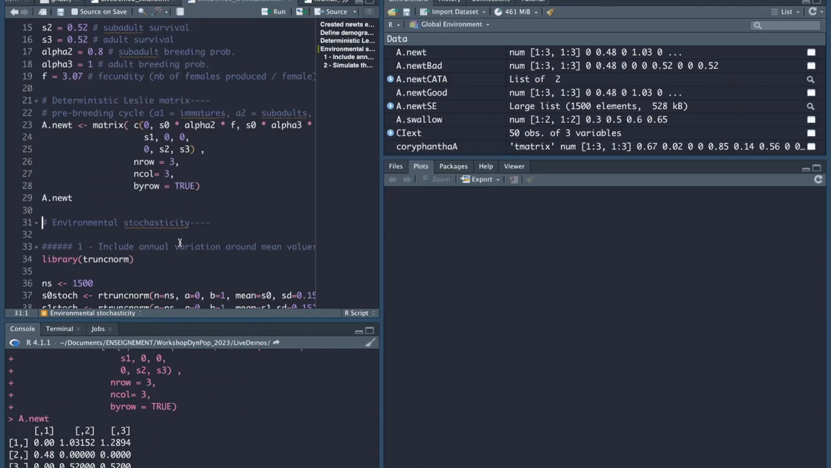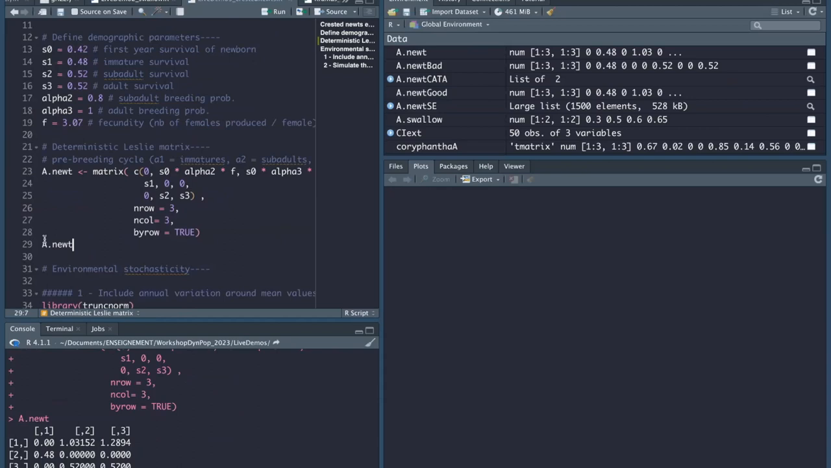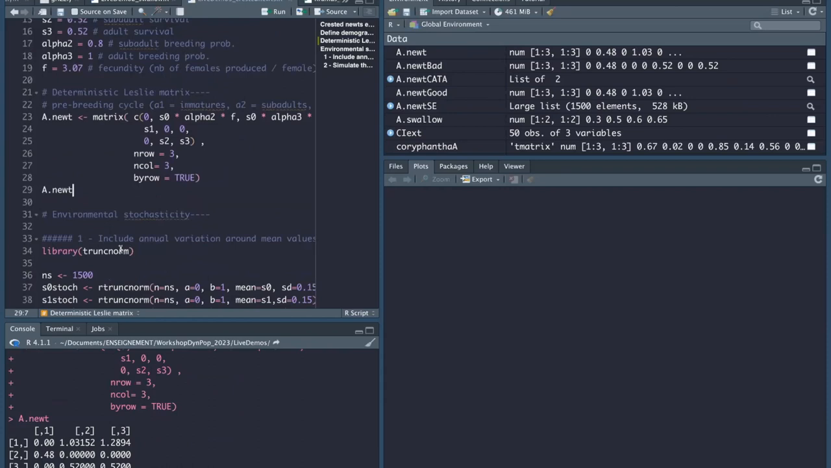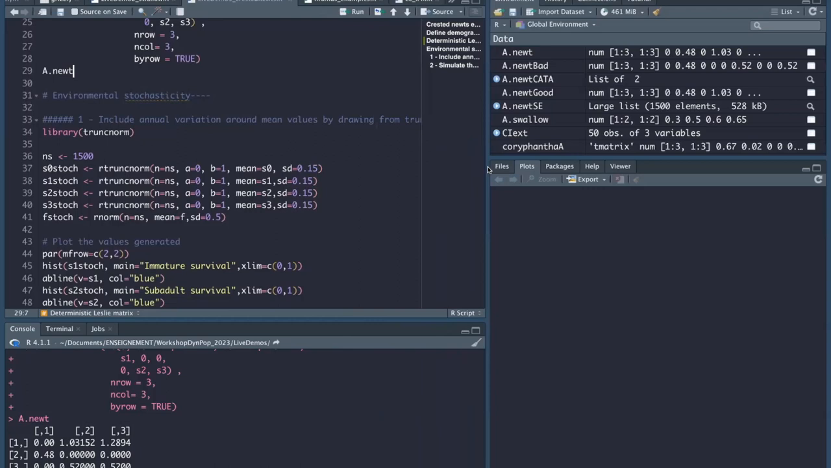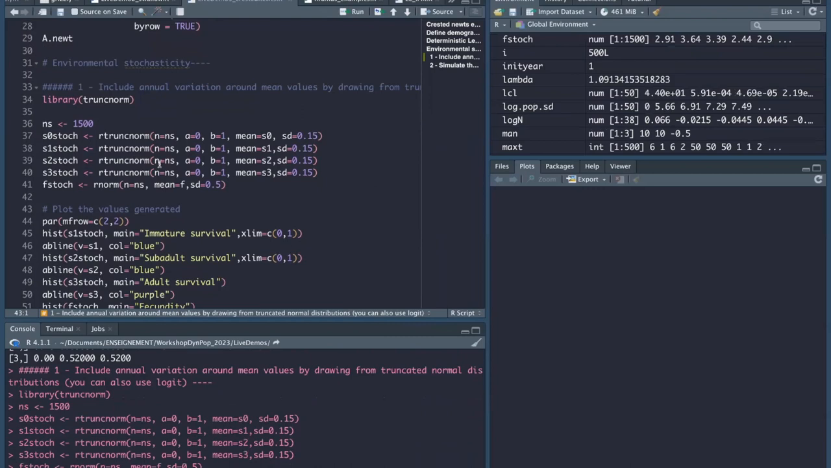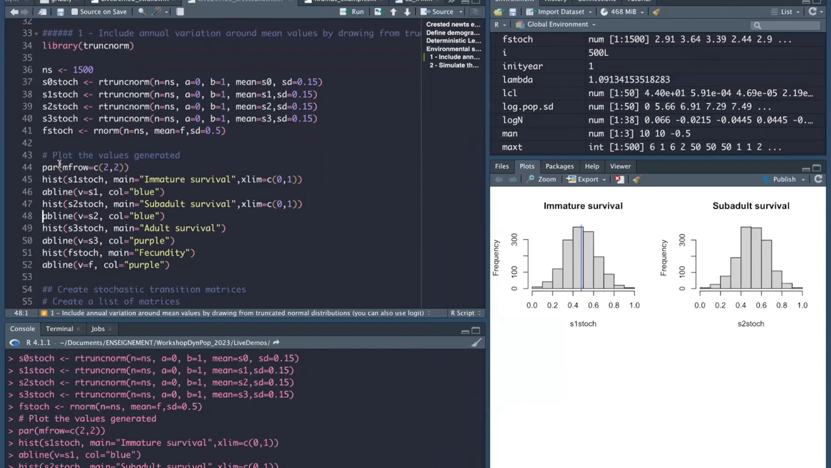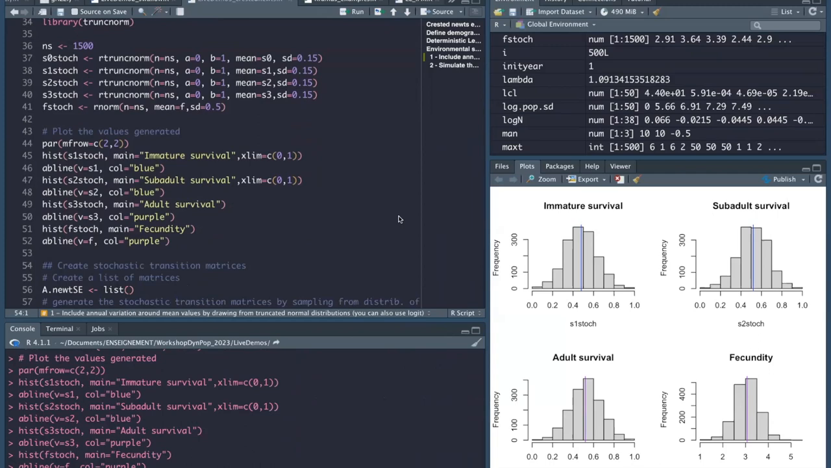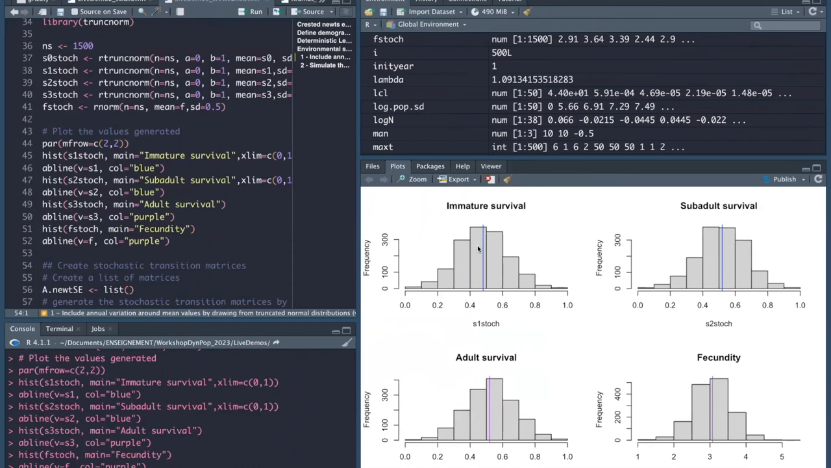And we can sample from this deterministic matrix, these average values of demographic parameters. We can first include annual variation around the mean values by drawing the annual parameters from a normal distribution. Okay, let's look at the generated values. So we see that the immature survival is around 0.5, can go to zero. So that's quite high variation that I simulated here, which corresponds to the data we had. It's a high interannual variance. Survival of adults is around 0.5, varies a lot. And fecundity is around 3.